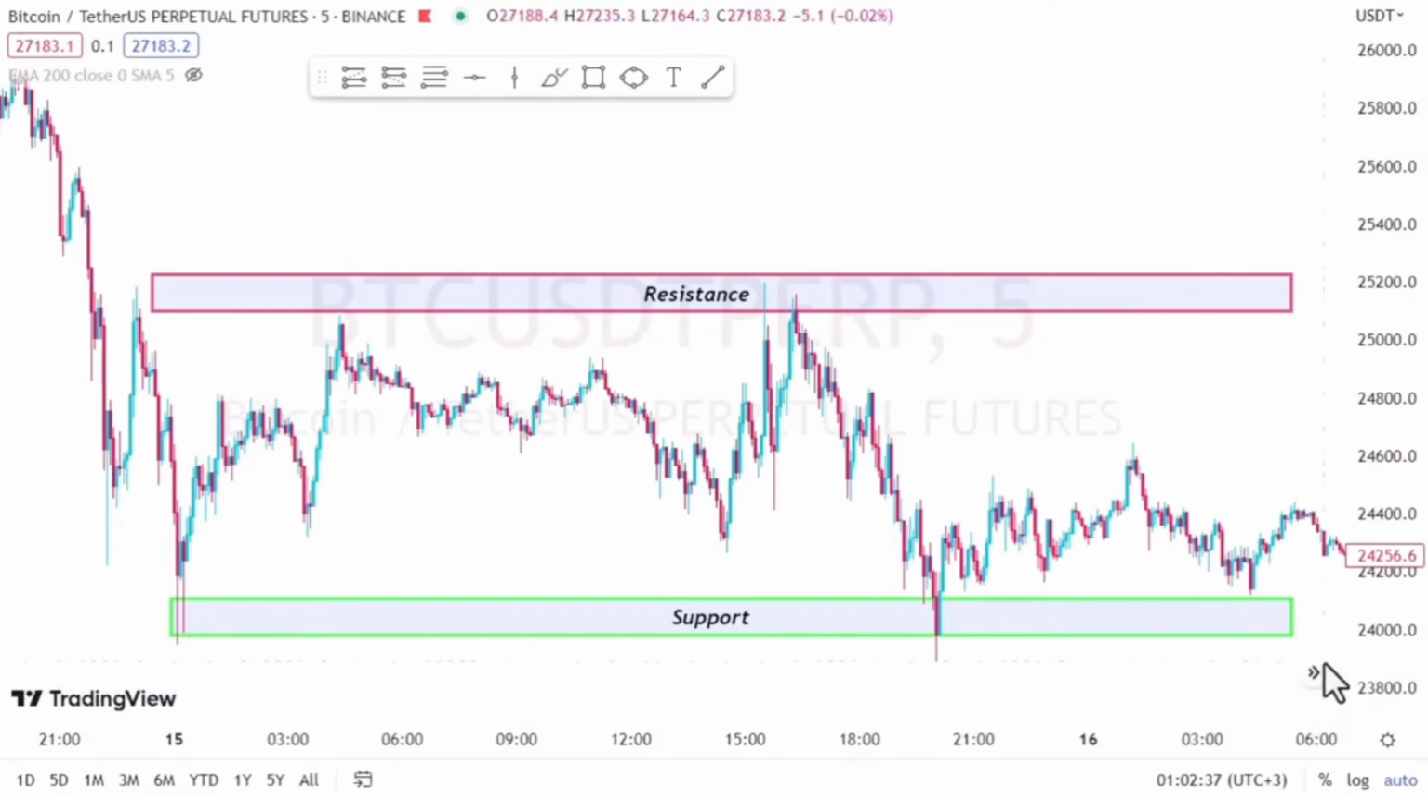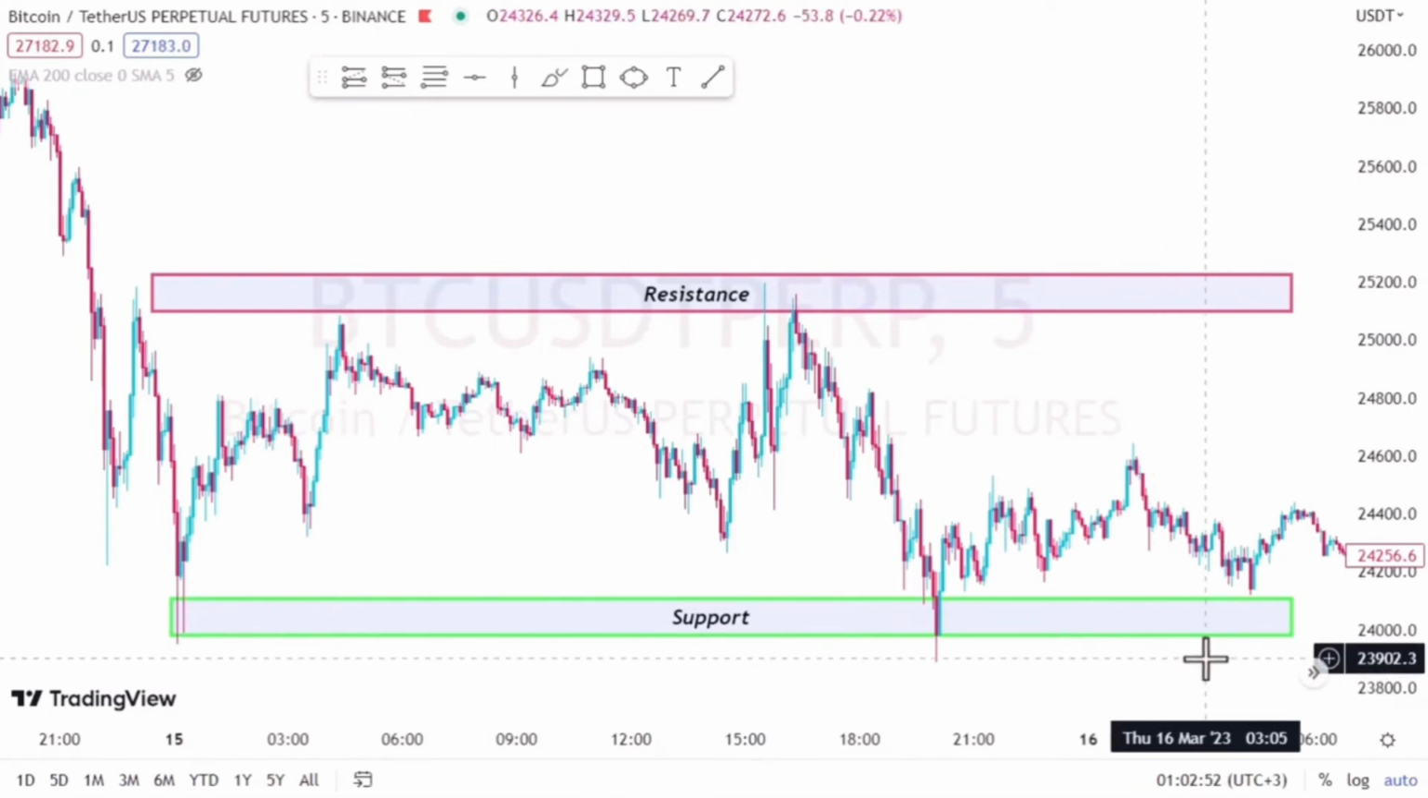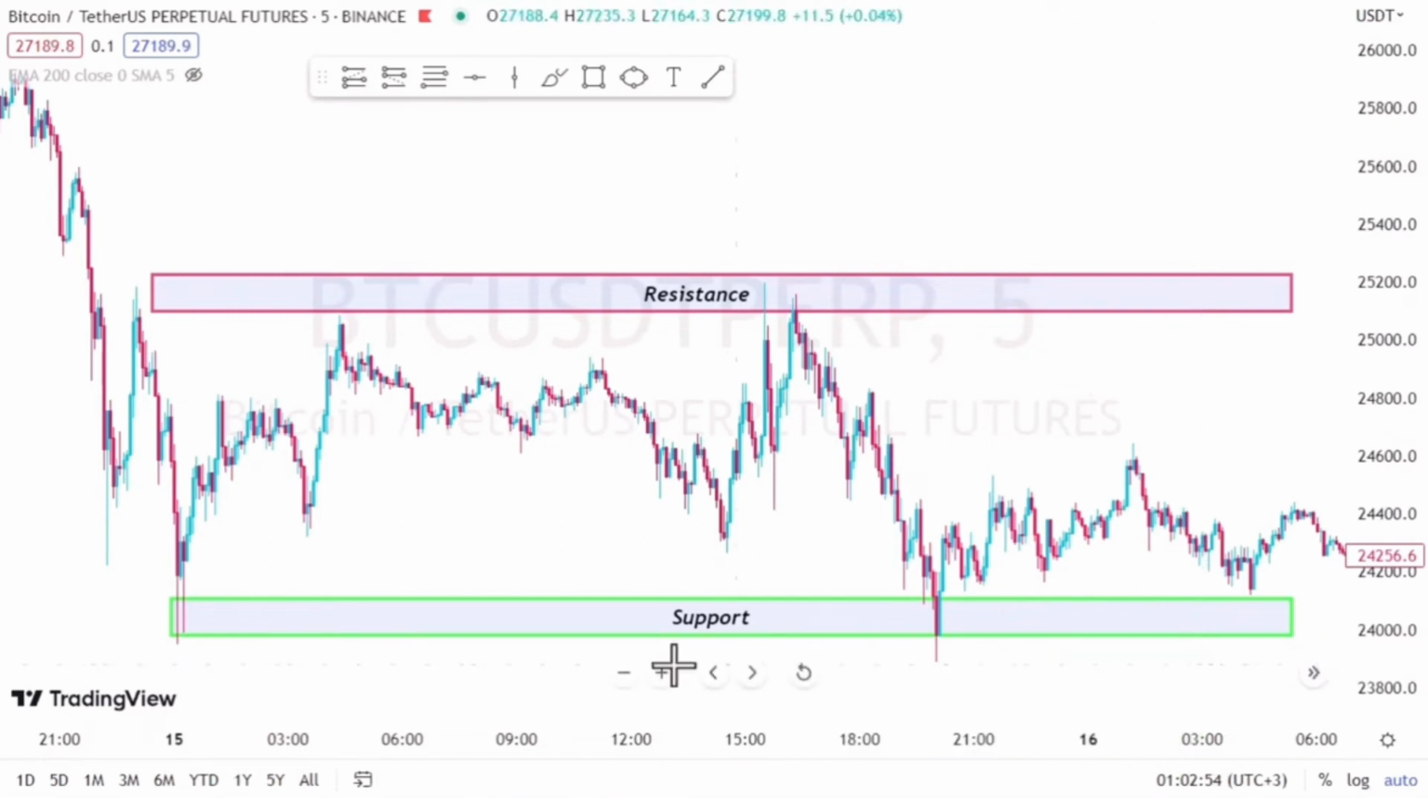But before getting into anything, talking about the patterns, we need to get to know some definitions. First is support and resistance areas. What is a support and resistance area? We're going to talk a lot more later on, but for now, we only need to know there are some places which the price has some reactions to.